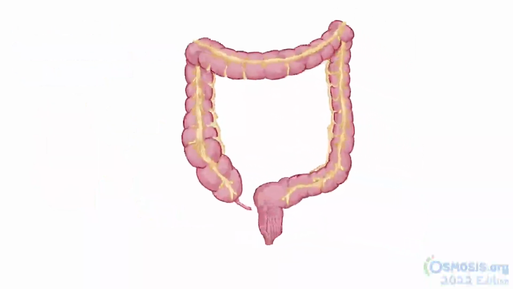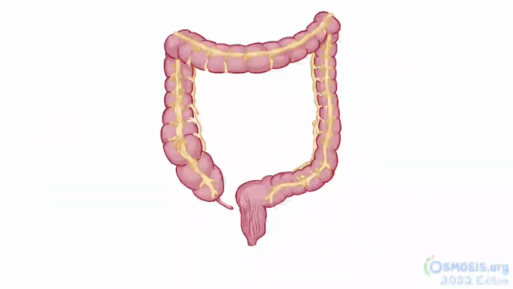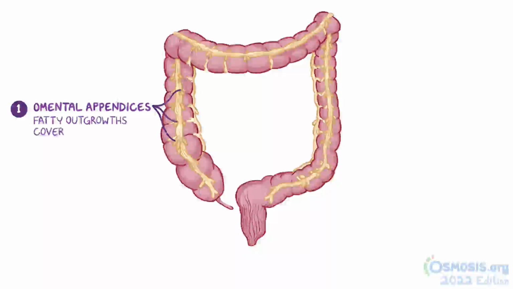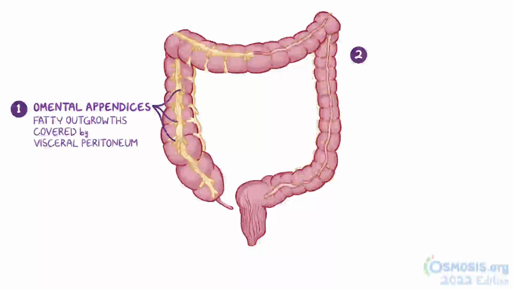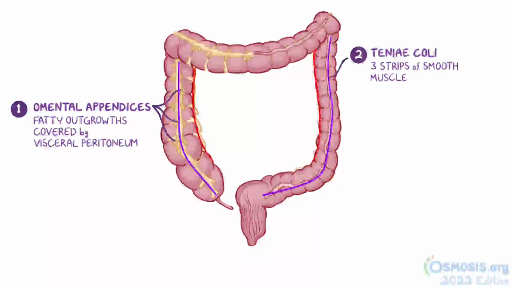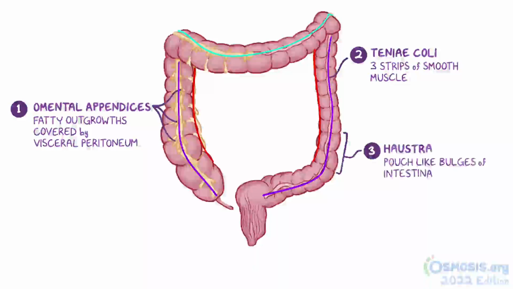There are 3 main features that distinguish the large intestine from the small intestine, besides the fact that the large intestine has a larger caliber. First, the large intestine has omental appendices, which present as fatty outgrowths covered by visceral peritoneum. Second, there are the teniae coli, which are 3 strips of smooth muscle that run lengthwise from the base of the appendix through the colon and merge at the recto-sigmoid junction to form a longitudinal layer around the rectum. The third and final differentiating feature is that the large intestine has haustra, which are pouch-like bulges of the intestinal wall that form between the teniae when they contract.